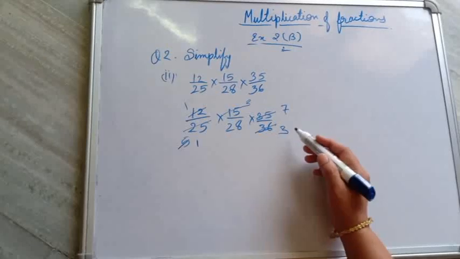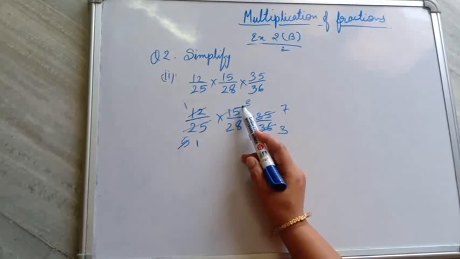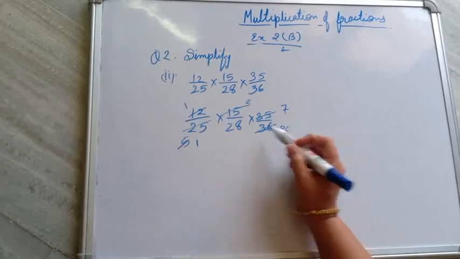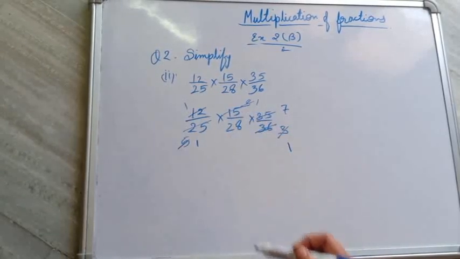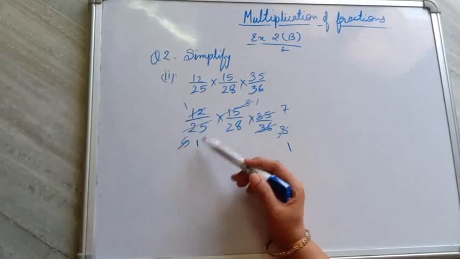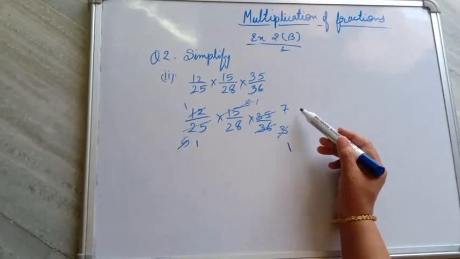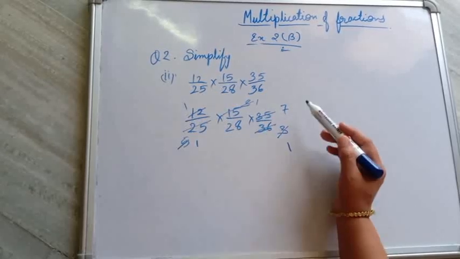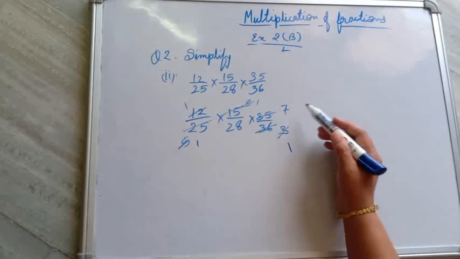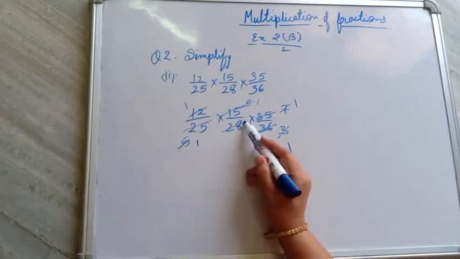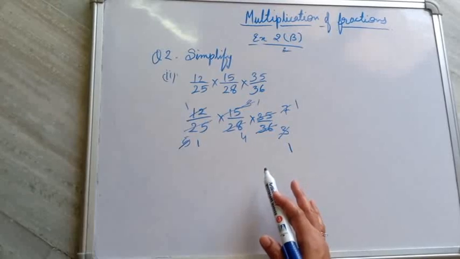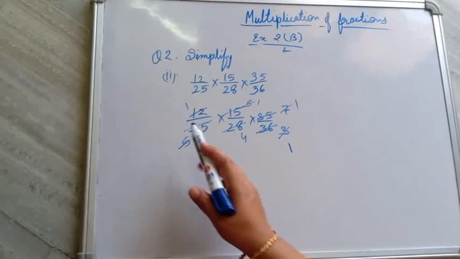Now this 3 and this 3, this is in numerator and this is in denominator. We can cancel them. 3 1s are 3, 3 1s are 3. Now here 1 1 1 1, but 7 and 28 are left. 7 is in numerator and 28 is in denominator, so we can cancel them. 7 1s are 7, 7 4s are 28. Now only 4 is left in denominator.